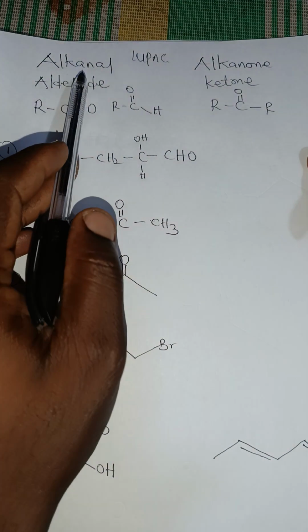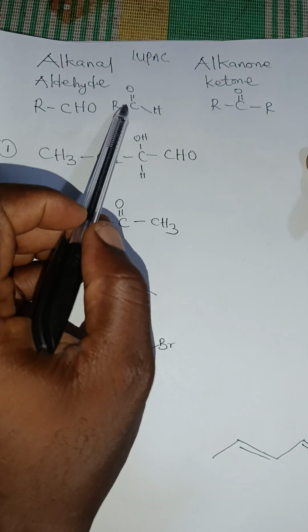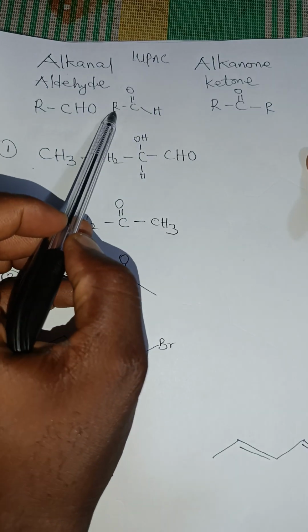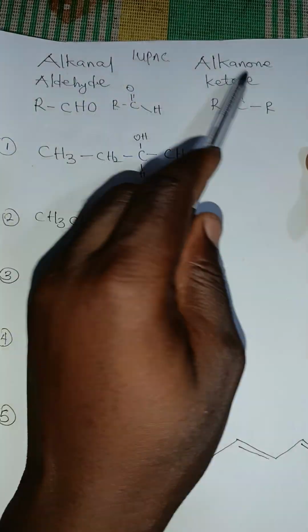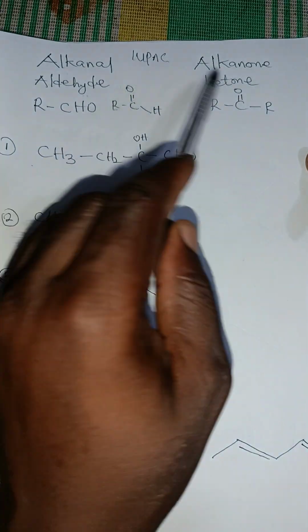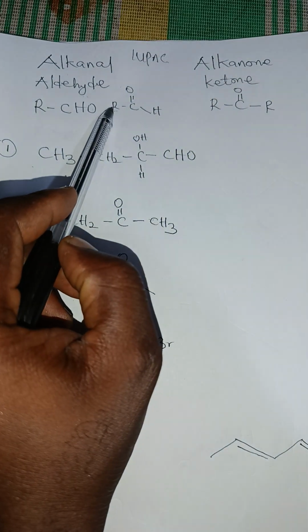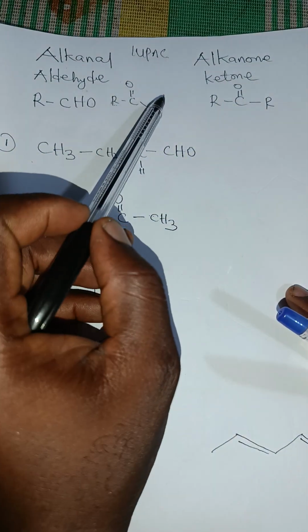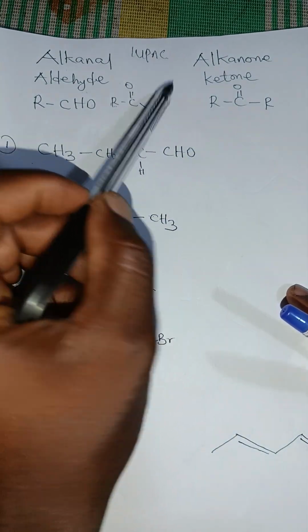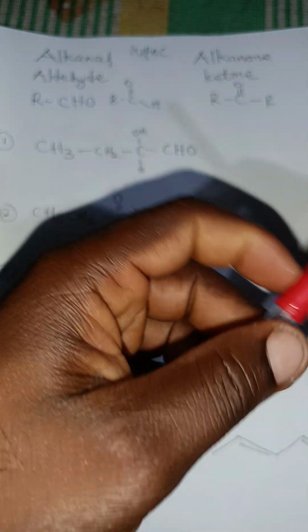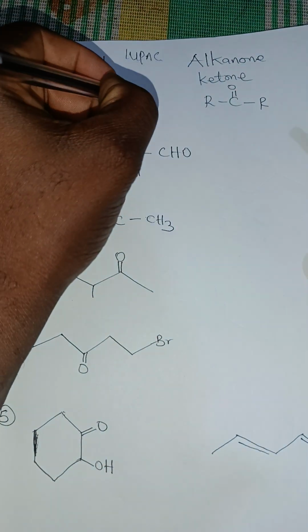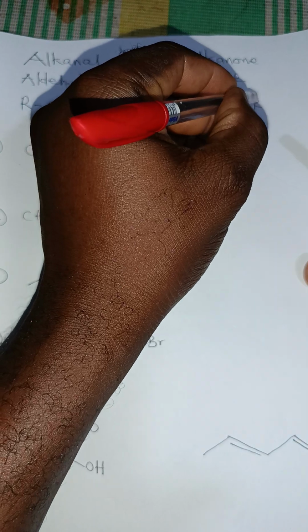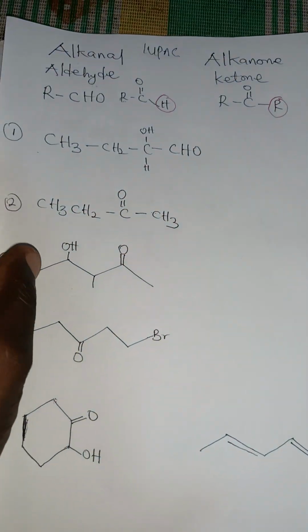Now, for alkanal, this is the functional group RCHO. For ketone, they are both called carbonyl compounds. If you take a look at the two of them, the only difference is that here we are having H. Can you see that here we are having H? Then on the other side we are having R. So that is the difference between those two.